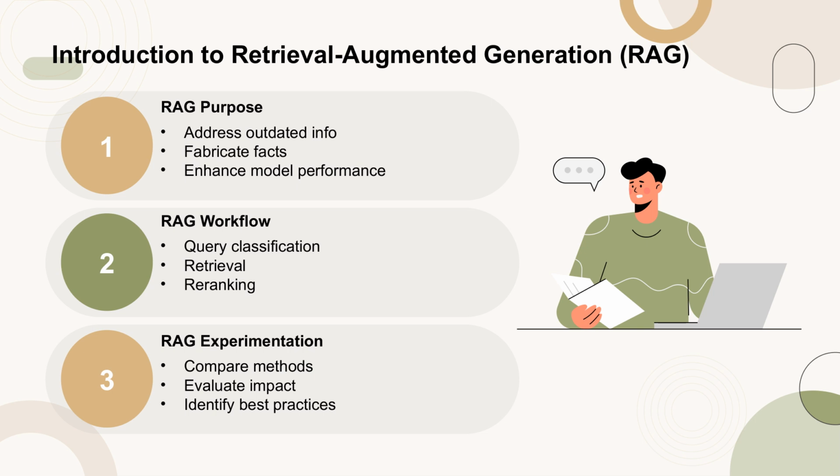The paper outlines a typical RAG workflow, which includes multiple processing steps such as query classification, retrieval, and re-ranking. It also highlights the complexity and variability in implementing each step, emphasizing the need for systematic experimentation to identify optimal RAG practices. The study aims to identify the best practices for RAG through extensive experimentation, comparing various methods and evaluating their impact on overall RAG performance.